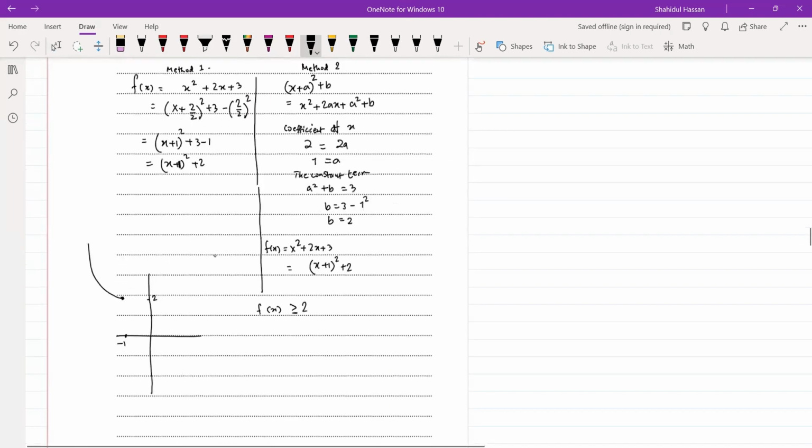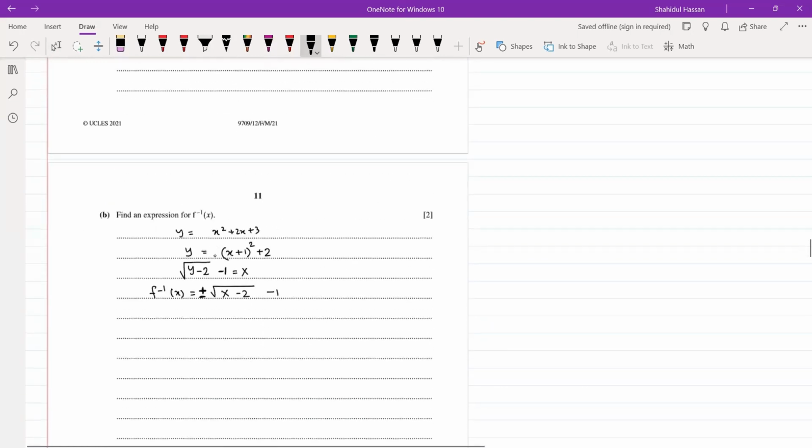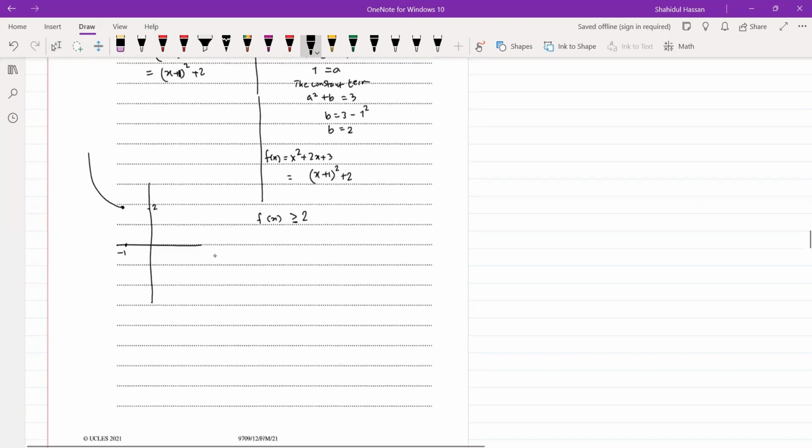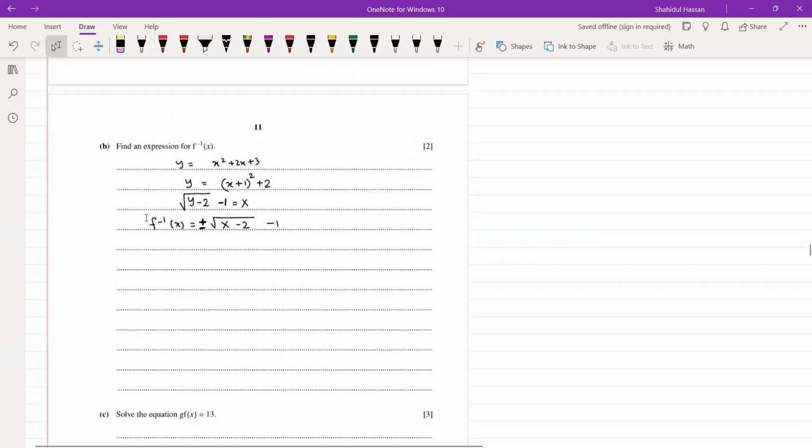The positive solution and the negative solution. The question gives a domain, and the domain for the given question is x is equal or less than minus 1. So the positive part is eliminated. We're only going to have this part, only the negative part. The positive part is not in the domain in the function of f of x.